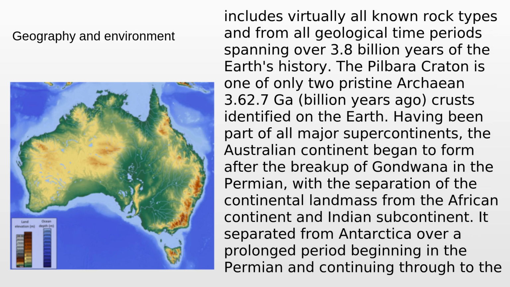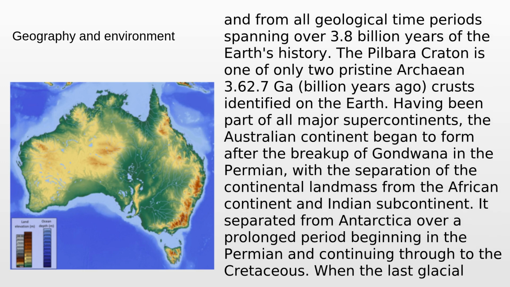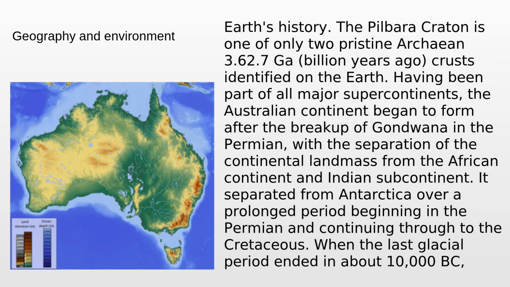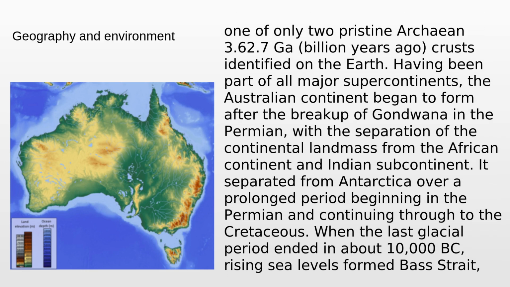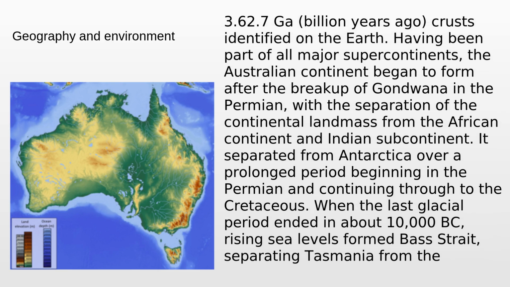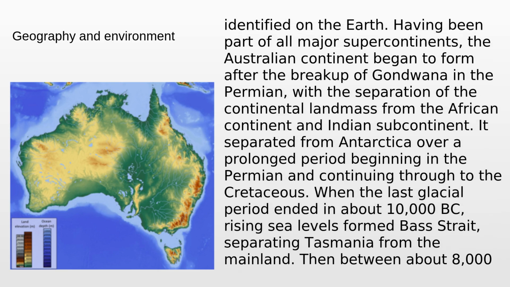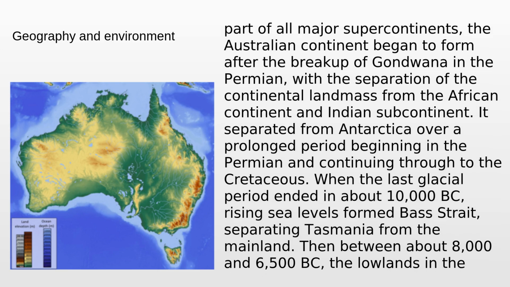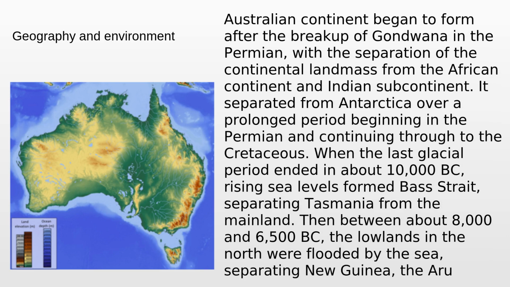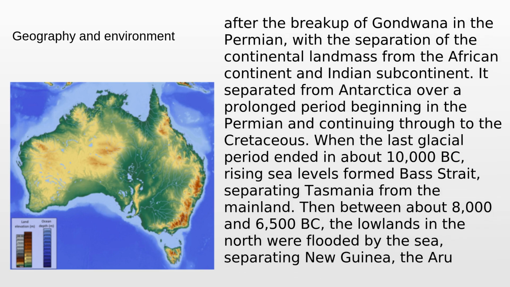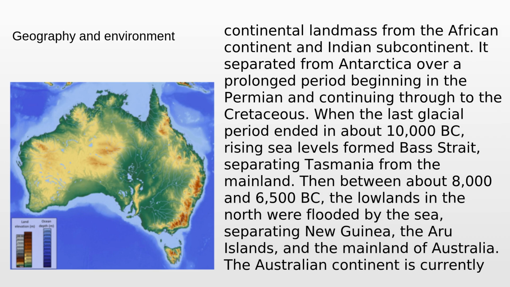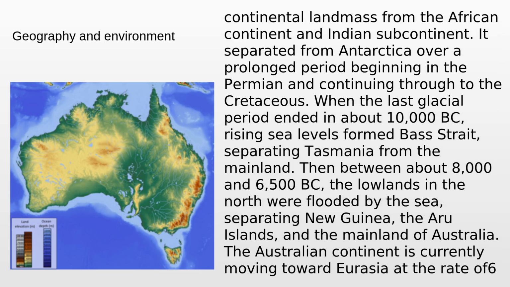The mainland of Australia is the lowest and most primordial landmass on Earth, with a relatively stable geological history. The landmass includes virtually all known rock types and from all geological time periods, spanning over 3.8 billion years of the Earth's history. The Pilbara Craton is one of only two pristine Archean 3.6–2.7 billion years ago crusts identified on the Earth, having been part of all major supercontinents.